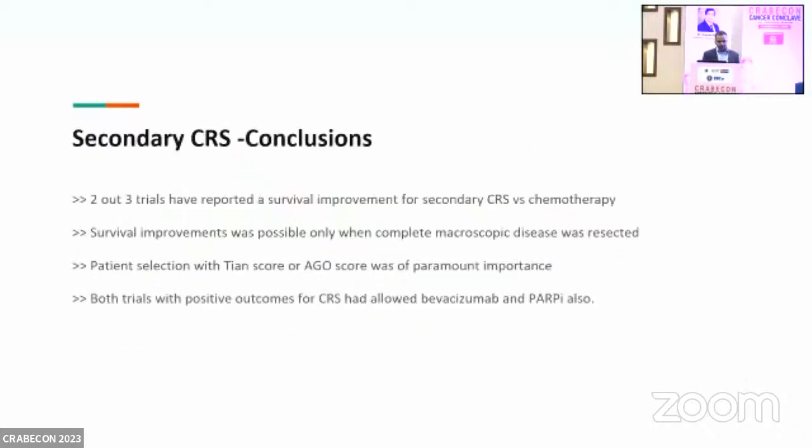So what conclusions could be drawn from these secondary cytoreduction trials? 2 out of 3 trials have reported survival improvements for secondary cytoreduction versus the chemotherapy arm. Survival benefit was only possible when complete microscopic, that is optimal, cytoreduction was achieved. Patient selection criteria were very important, with the help of the TIAN score and AGO score. Both trials which achieved a positive outcome for CRS had also allowed bevacizumab and PARP inhibitors. So in spite of including bevacizumab and PARP inhibitors, the surgery arm showed better overall survival and PFS.